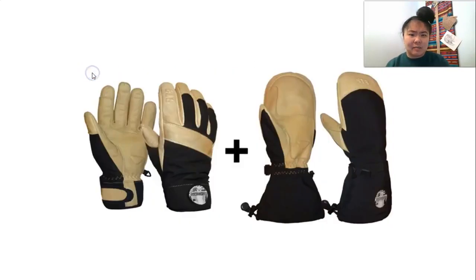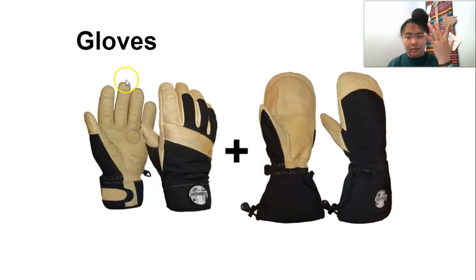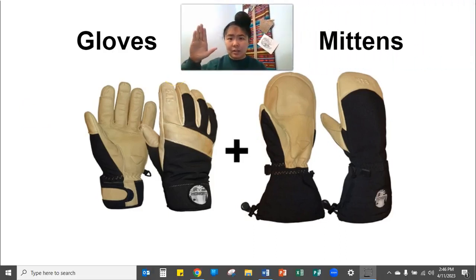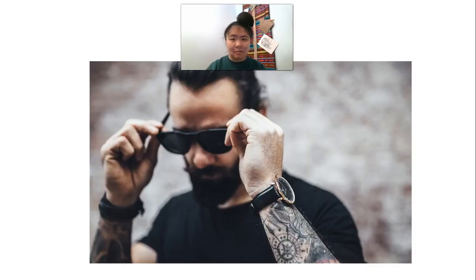So, accessory, right? These are gloves, right? Gloves have 5 fingers. Gloves have 5 fingers. But mittens are just, right? Gloves, mittens. Gloves, mittens. So that's a fun way to remember it.